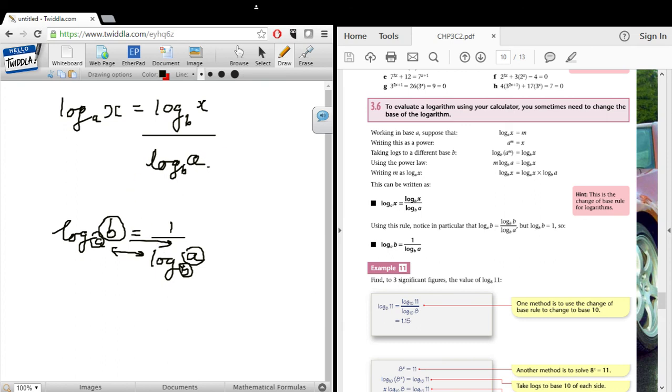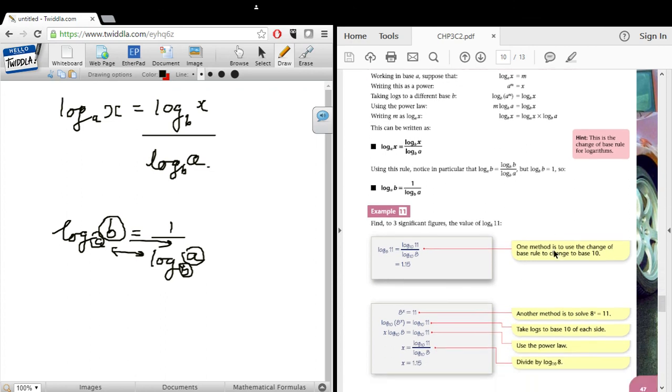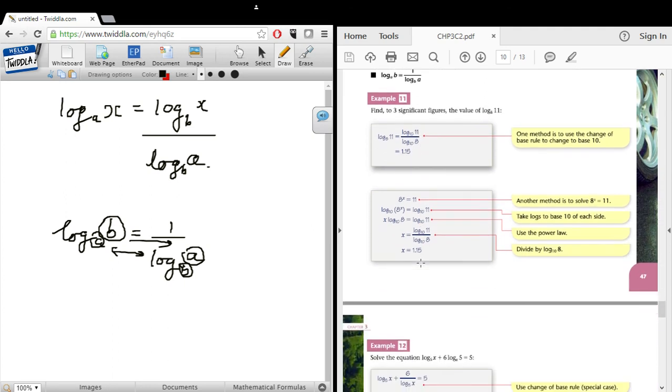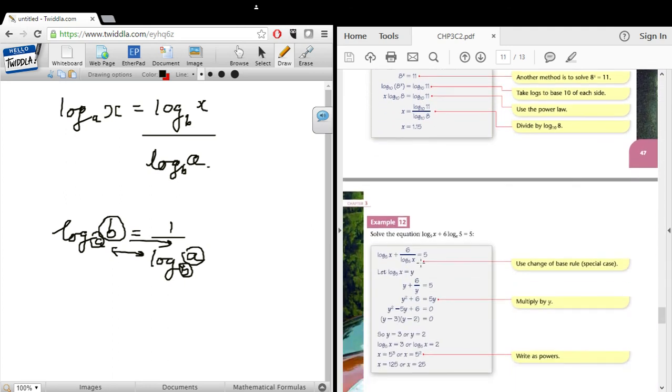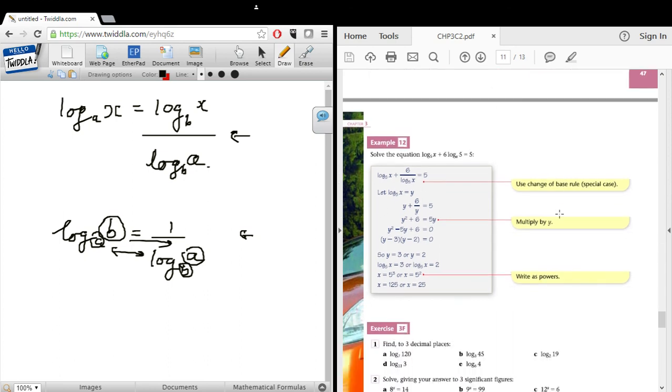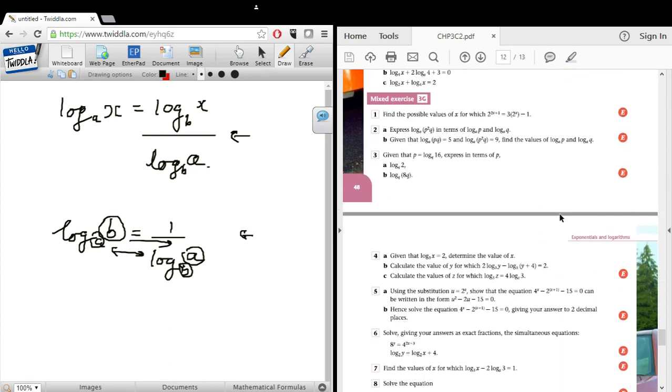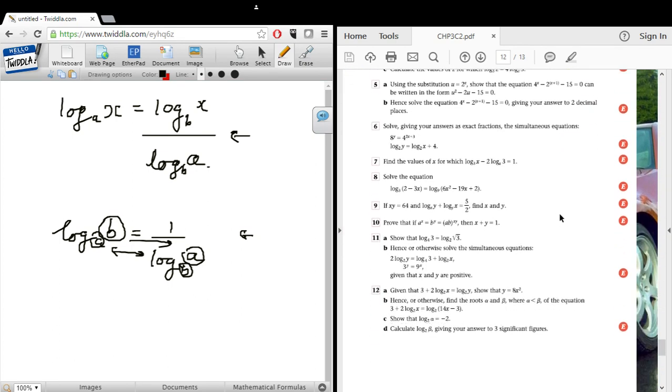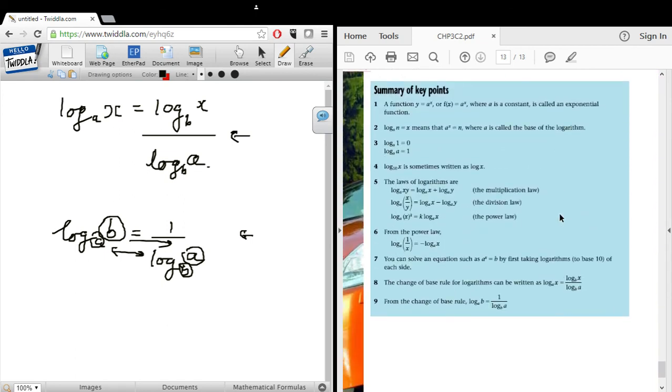Okay, and so you've been asked to find the value of log 8 of 11, and you can take the different values here to get the solution. So this is just substituting in the values using the formulas that have been outlined in the beginning of the subsection, and you end up with the exercises and the mixed exercises and the summary of key points.